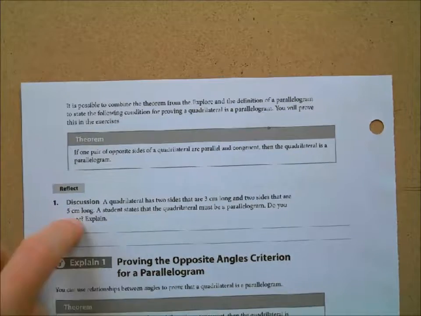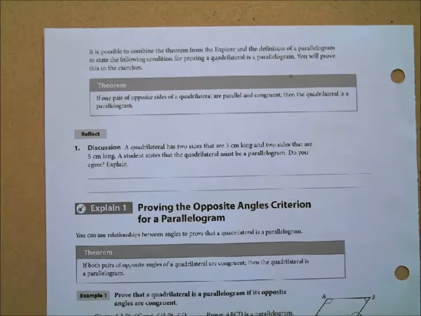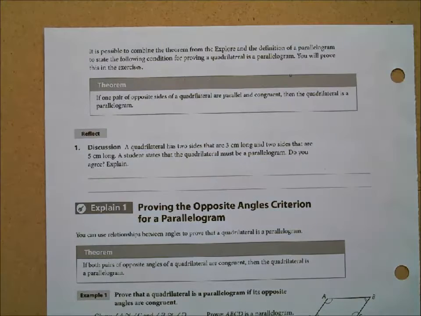All right, got a reflection question here. Number one, discussion. A quadrilateral has two sides that are 3 centimeters long and two sides that are 5 centimeters long. A student states that the quadrilateral must be a parallelogram. Do you agree? So we have a quadrilateral, a four-sided shape. Two sides are 3 centimeters, two sides are 5 centimeters. Is that enough to say it must be a parallelogram?